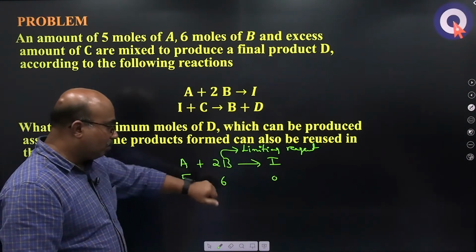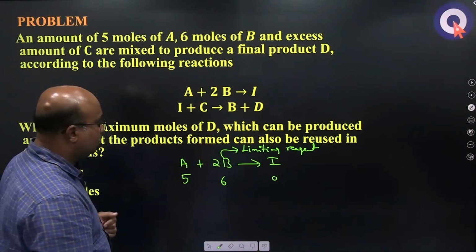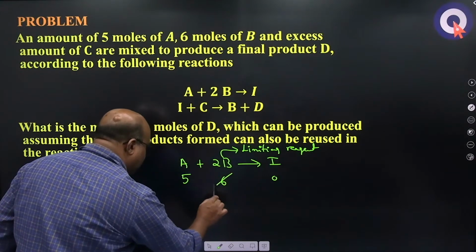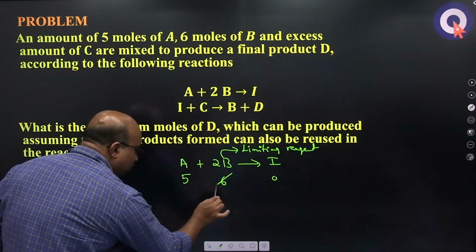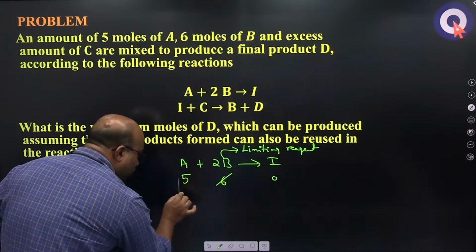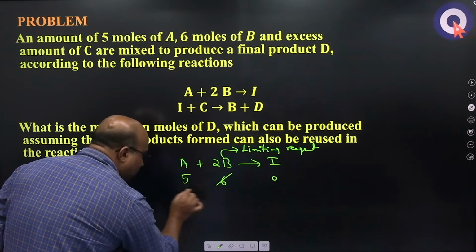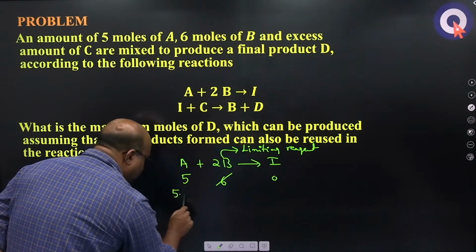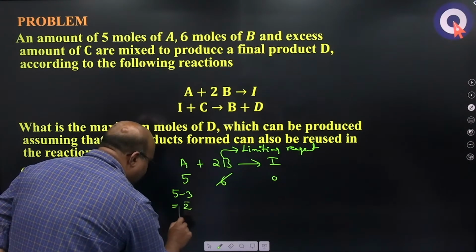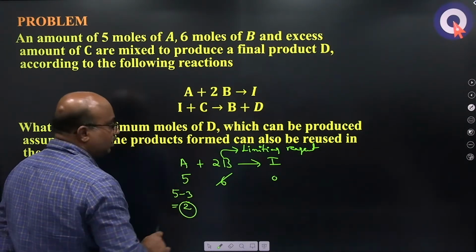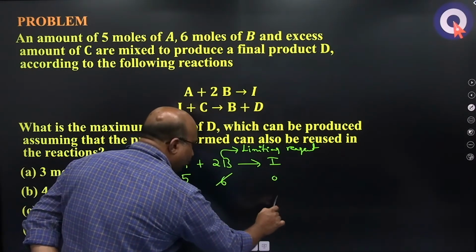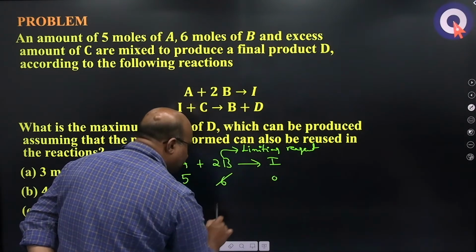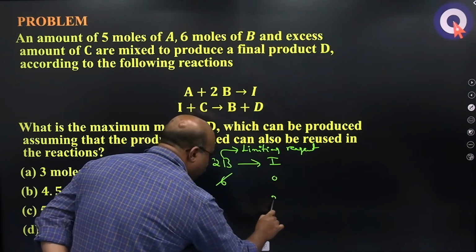So B has to be consumed completely first. For 2 moles of B, 1 mole of A is consumed, so for 6 moles of B, 3 moles of A get consumed. Half of that gets consumed. So 5 minus 3, that is 2 moles of A will be left. Then if 6 moles of B react, 2 moles give 1 mole of I, so for 6 moles, you will get 3 moles of I.